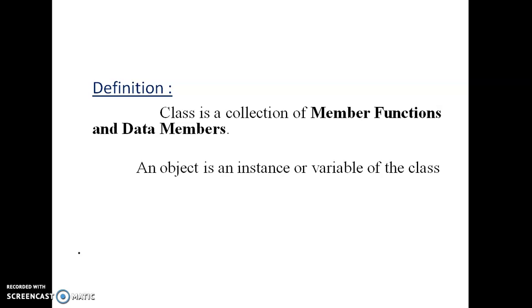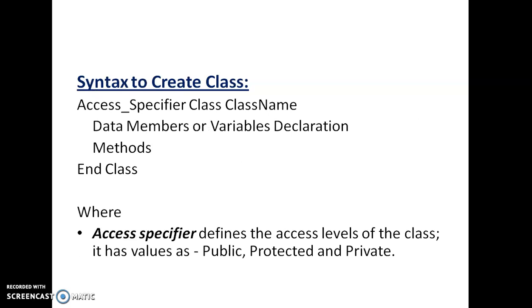And the next concept: if you want to access the members of the class, we need an object. What is an object? An object is nothing but an instance, or otherwise called a variable of the class. How do we declare variables for other data types like integer, string, single, double? In the same way, we need a variable of a class, that is called an object. It's a simple definition of an object. Let us see the syntax of how to create a class.